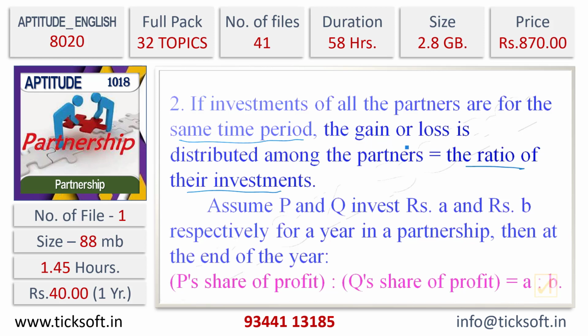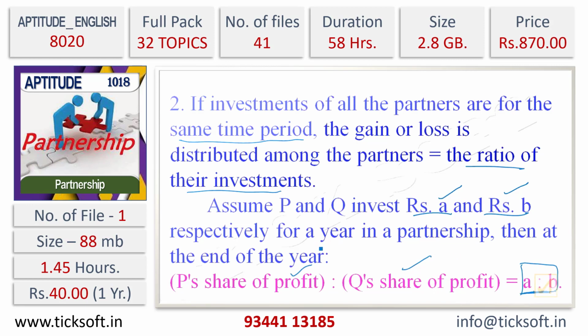So therefore the gain or loss is distributed among the partners, and that will be equal to the ratio of their investments. That is, assume P and Q invest rupees A and rupees B respectively for a year in a partnership. Then at the end of the year, P's share of profit is to Q's share of profit will be equal to A is to B. That is, according to their investments only their shares will be there. So therefore it will be equal to A is to B.